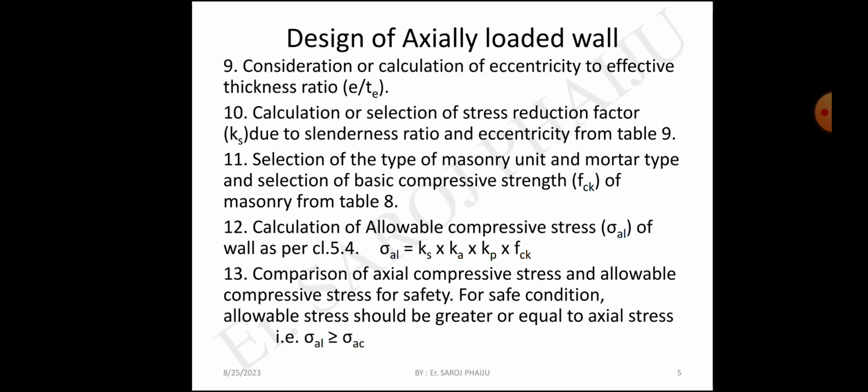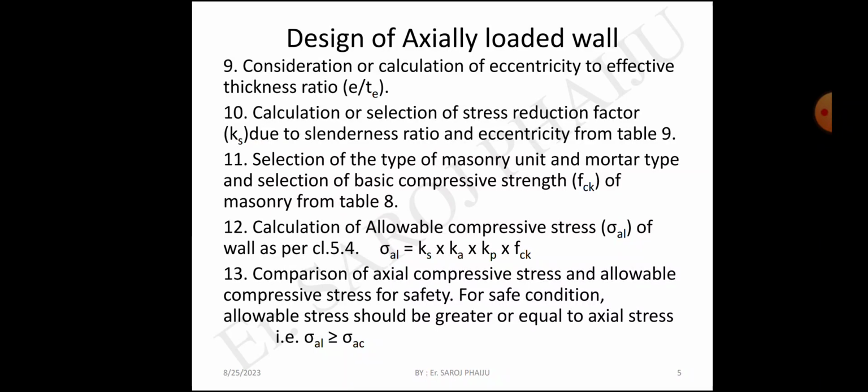Step number 9, consideration or calculation of eccentricity to effective thickness ratio E by TE. Step number 10, calculation or selection of stress reduction factor KS due to slenderness ratio and eccentricity from table number 9. Step number 11, selection of the type of masonry unit and mortar type and selection of basic compressive strength FCK of masonry from table 8.